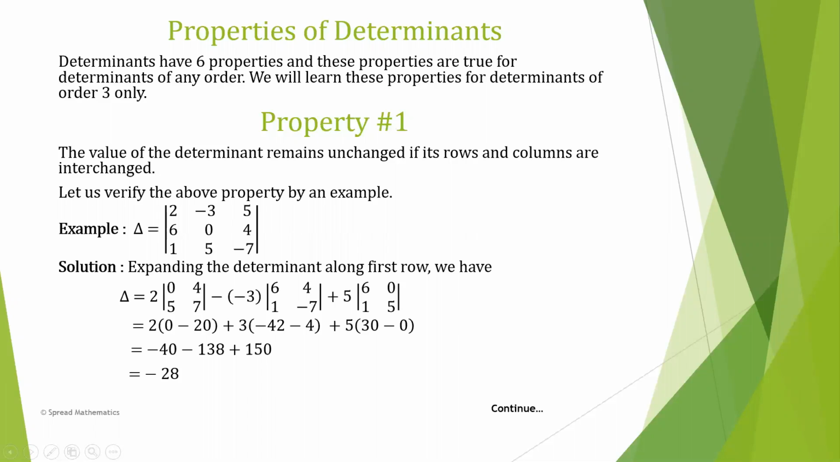Property number 1: the value of the determinant remains unchanged if its rows and columns are interchanged. Let us verify the above property by an example. This is our determinant. Now we are expanding this determinant along the first row. Now we get the value of this determinant as minus 28. Now we will interchange rows and columns.